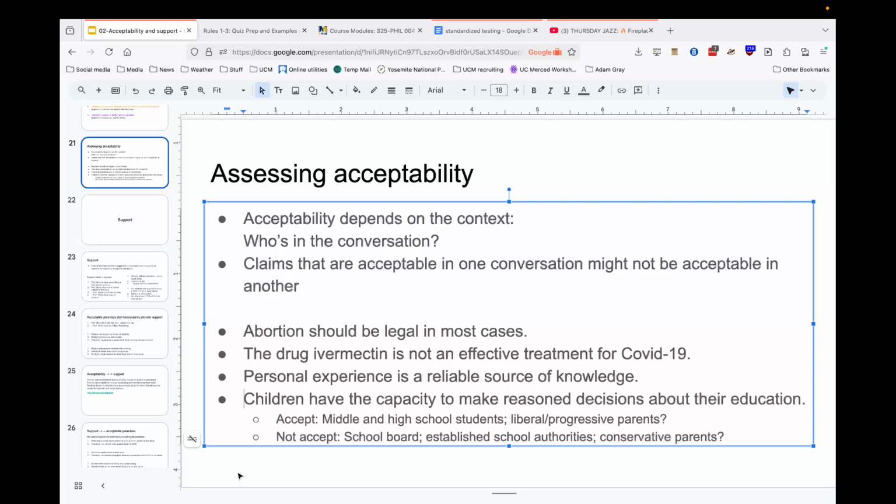I'm going to go over another one or two of these examples because we really only did this one. But are there questions about assessing acceptability in general, or this particular example, children have the capacity to make reasoned decisions about their education?